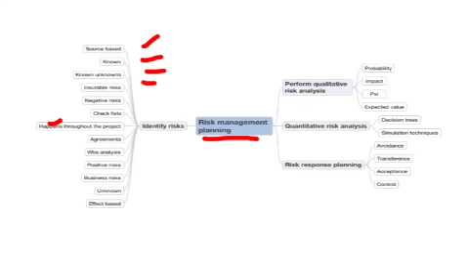Then negative risk. If the risk happens, the impact would be negative. Then we have something called positive risk as well. Some risks are negative, some risks are positive.